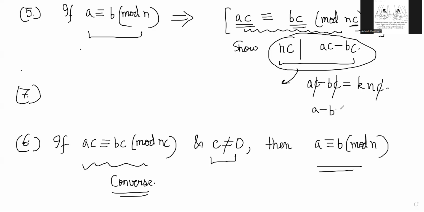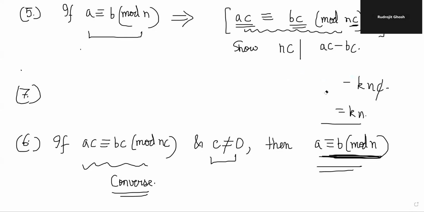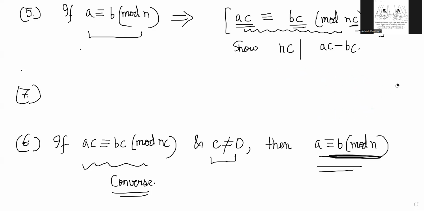And you will say A minus B is Kn. So therefore, this is true now, right? So it is the division, it is the opposite of it. And obviously here we did it by multiplication. So here we are doing it by division. Then the next property is important.